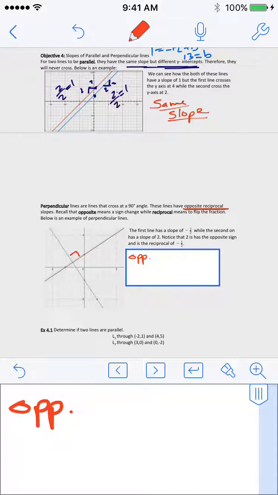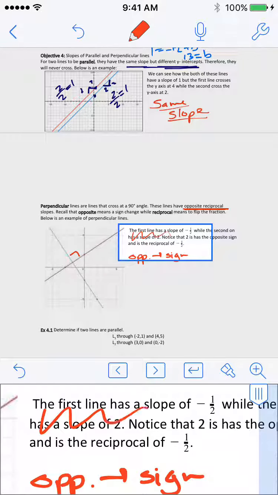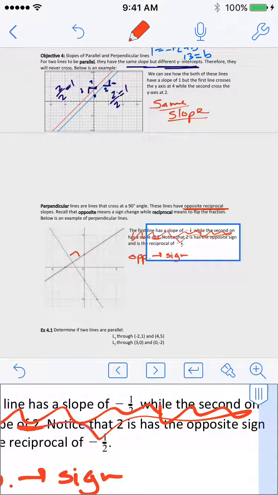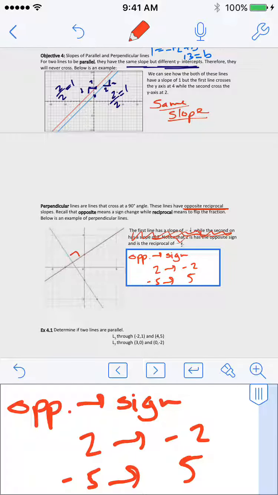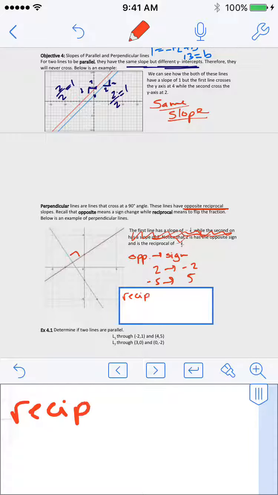Well, opposite refers to the sign of a number. So the sign would be the positive or the negative, right? If it's positive, the opposite sign would be negative. If it's negative, the opposite sign would be positive. I just realized this wording here is garbage. It's for my old graph, so you can go ahead and cross this out because it has nothing to do with what we're talking about. Say you had 2, then the opposite would be -2. Or say you had -5, the opposite would be 5, right? The reciprocal part is the fraction.